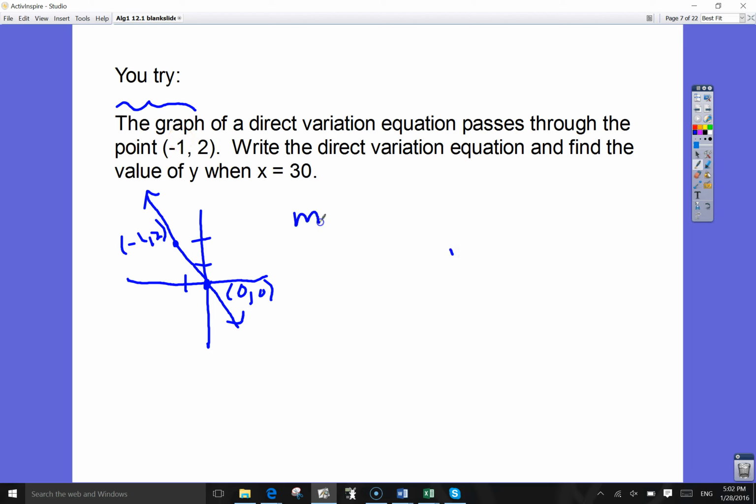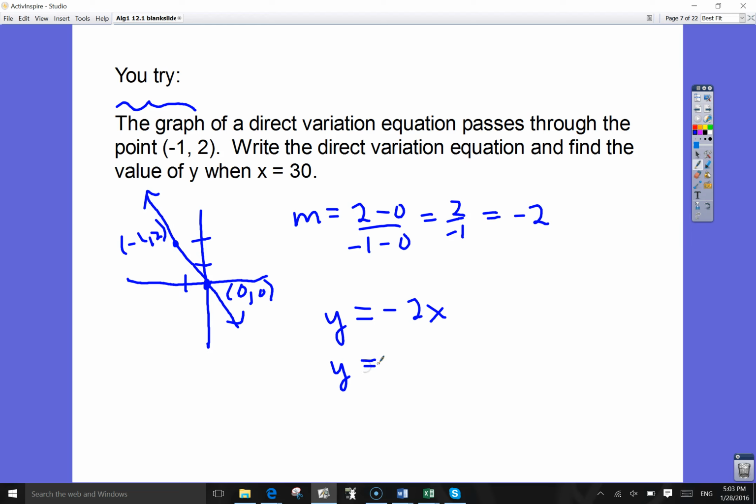So the slope of this line is 2 minus 0 over -1 minus 0, which is 2 over -1, which is -2. So this equation is y equals -2x. Okay, now find the value of y when x equals 30. Y equals -2 times 30, which is -60.